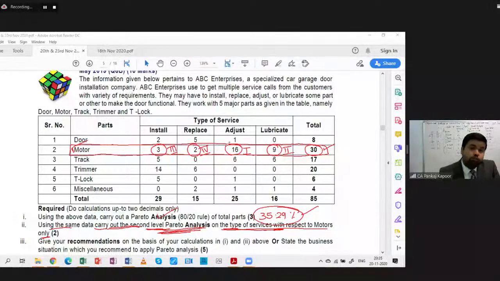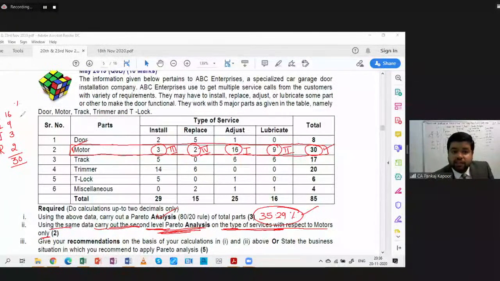Now if we need to solve this issue with the help of Pareto, how will we do it? I'm going to write it down here on the screen for you. Adjust, 16 cases. Thereafter, lubricate, how many cases? 9. Then install, number of cases is 3. Then replace, number of cases is 2. Agreed? Can anyone tell me the total frequency? What is the total frequency, friends? The total frequency is 30.